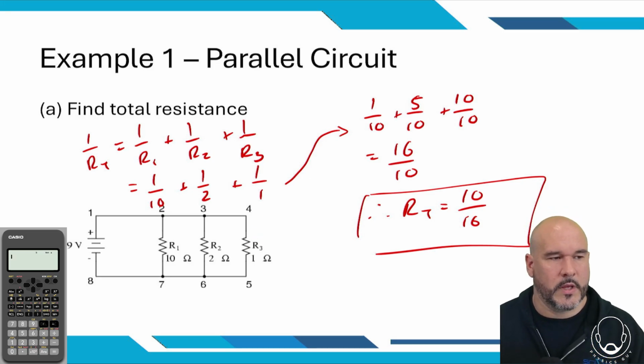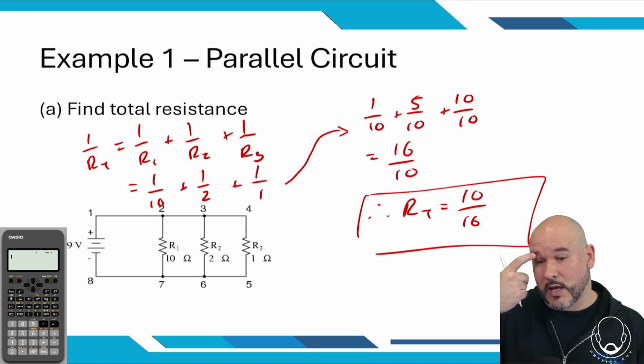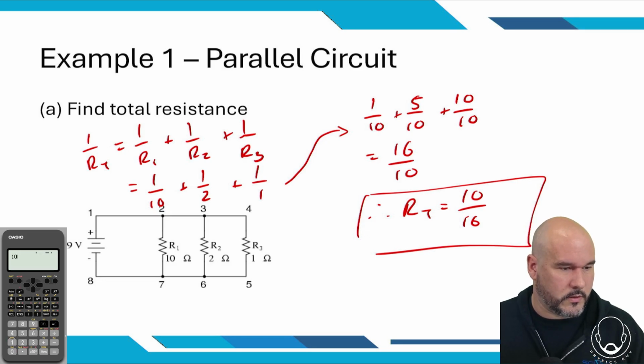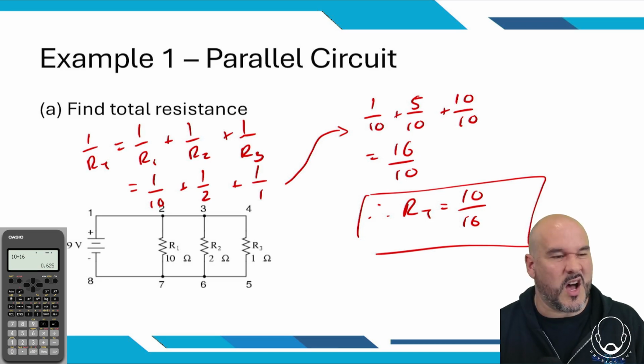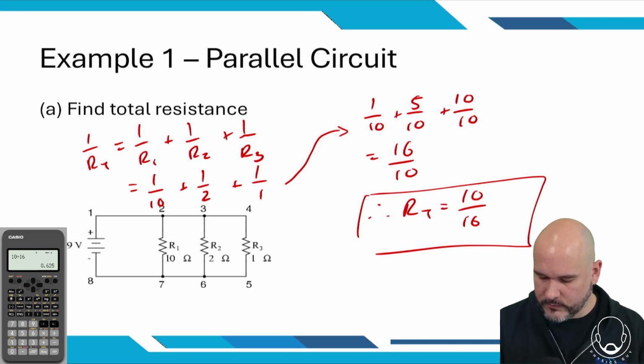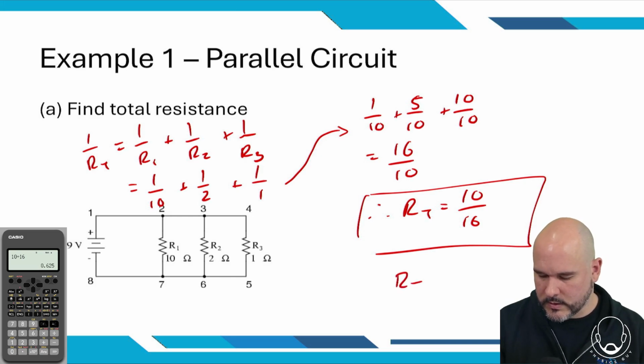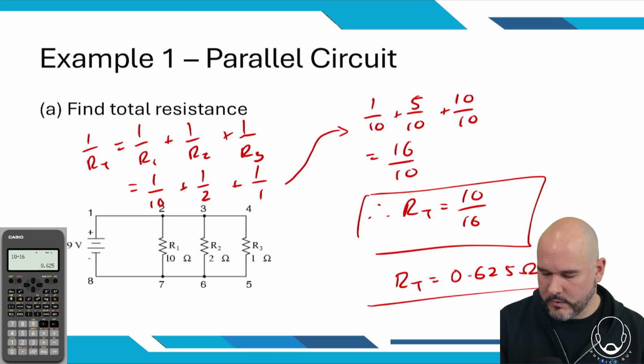Now 10 over 16, I can't do that in my head, but I'll have a go. Why am I multiplying everything by 6? So that's going to be about 0.62. Let's go, 10 divided by 16. I'm off. I'll keep this in 3 sig fig so I get the first 2 digits right. So RT is 0.625 ohms. Again, less than 1. Makes me happy.